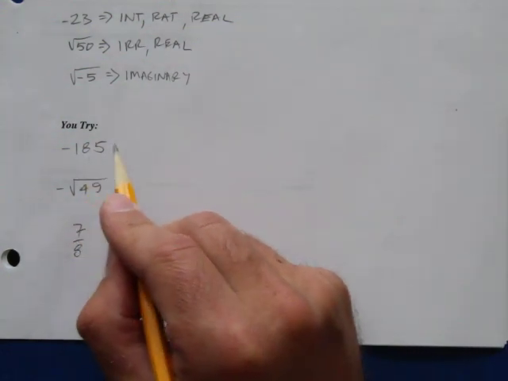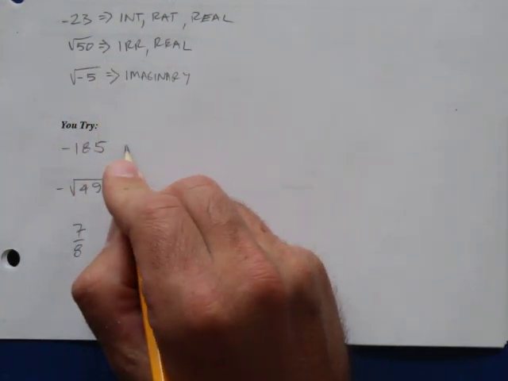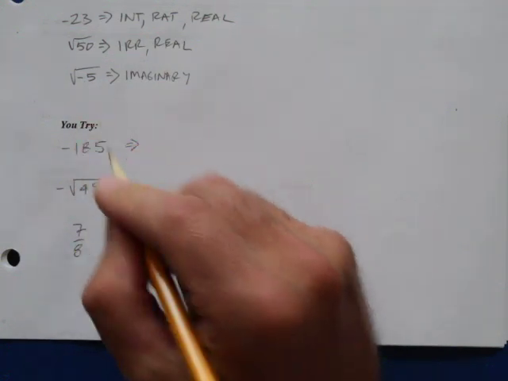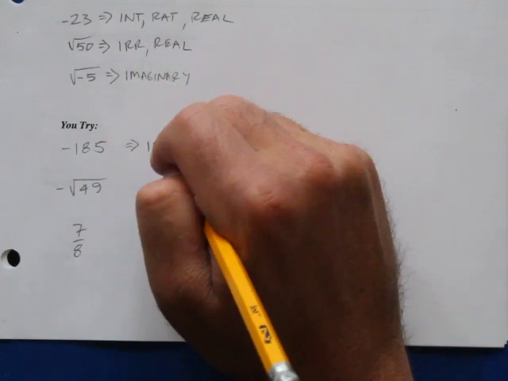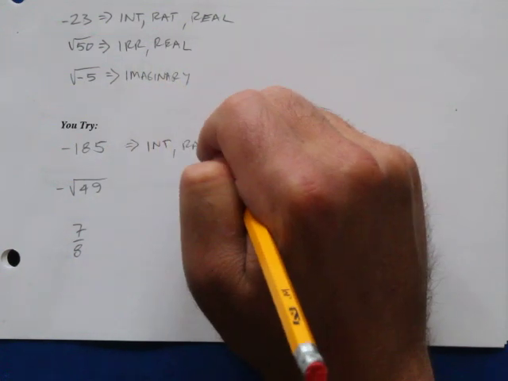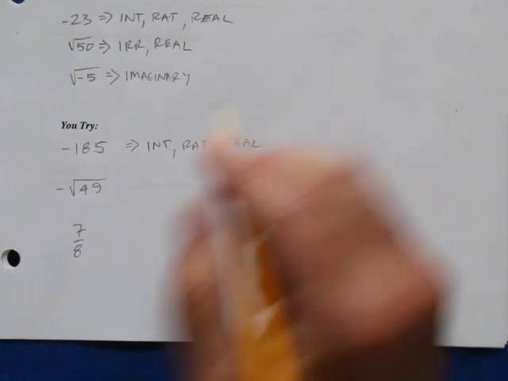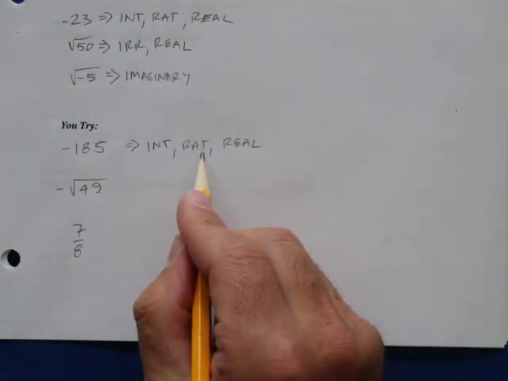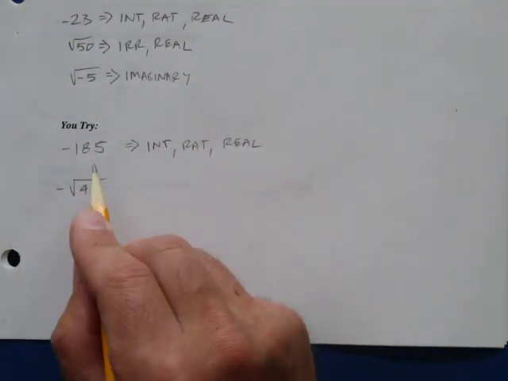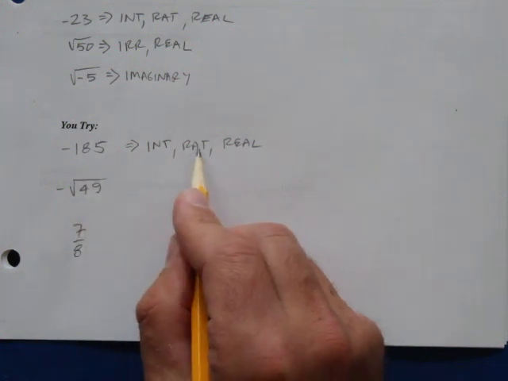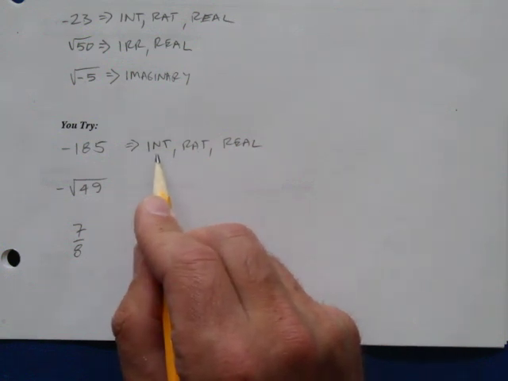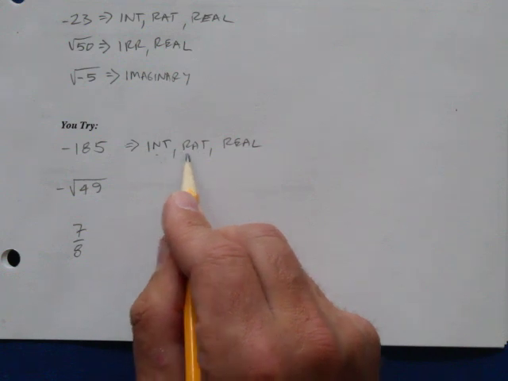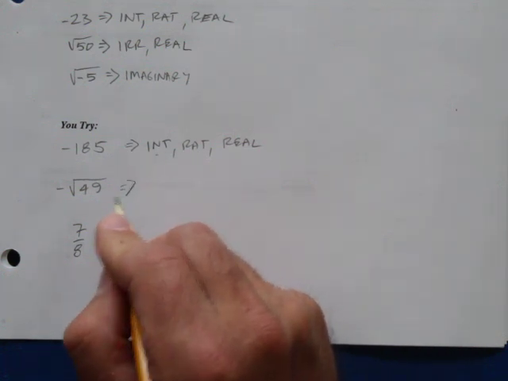Negative 185, this one fits in all the same categories as negative 23. So it's an integer, it's not a fraction, it's a rational number, and it is a real number. So even though rational numbers include fractions, it also includes whole numbers. Rational numbers are just an expanded version of integers, not to the exclusion of integers. It includes the integers.